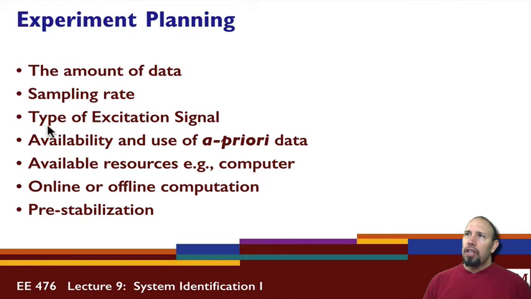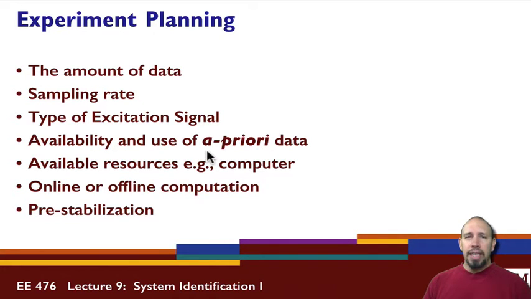Then there's the type of excitation signal that we're going to use. What kind of signal do we apply? Is a step input okay? A delta function? A sinusoid? What kind of signal is really going to be useful for us? We'll talk about a lot of these characteristics, these details of the experiment.